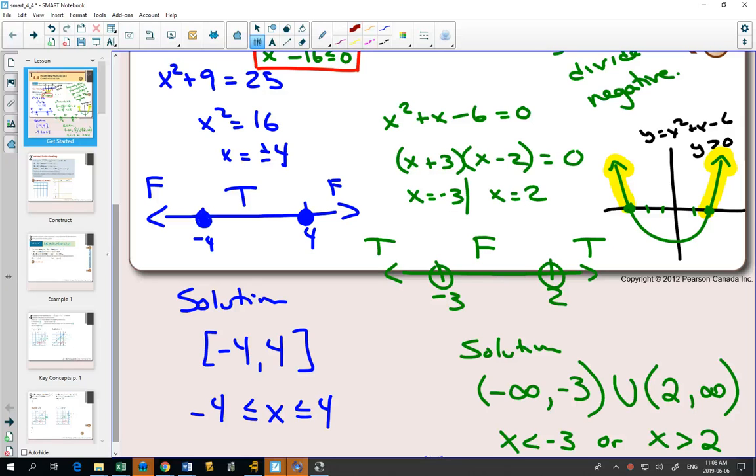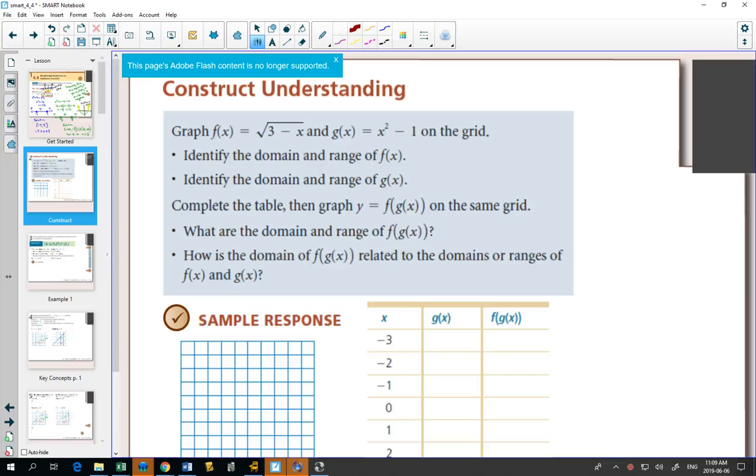How is this related to what we're going to do? Well, we're going to look at composition of functions. Composition of functions was that f of g of x, where you do one function first and then you do the other function. And a very typical situation is where you have one function inside of another function.